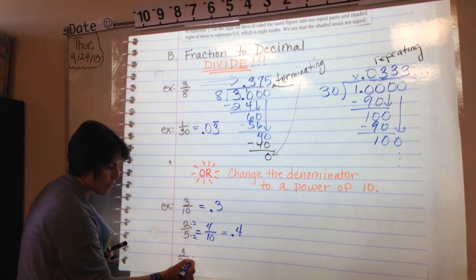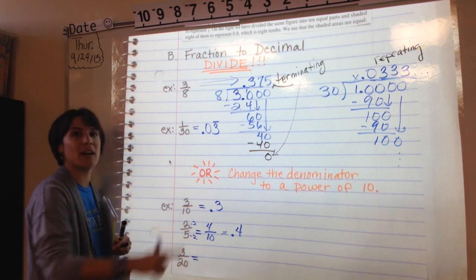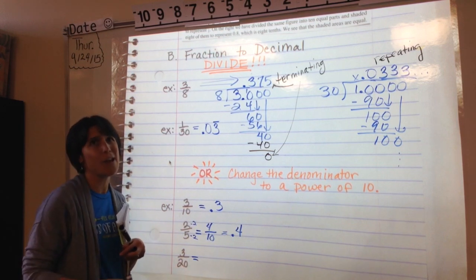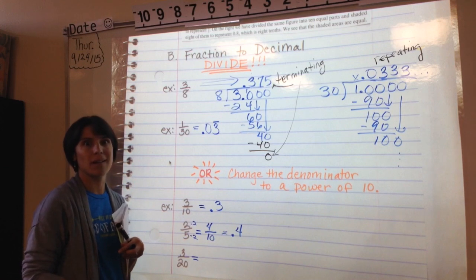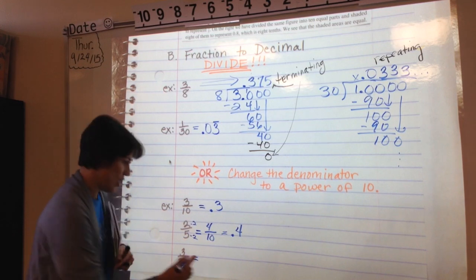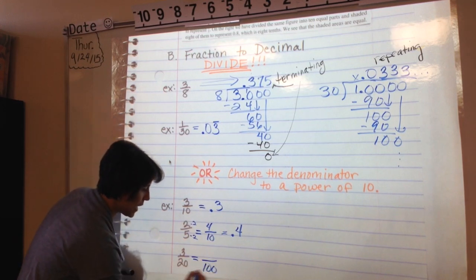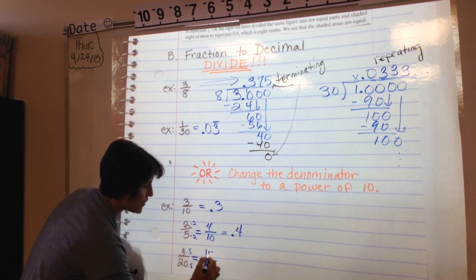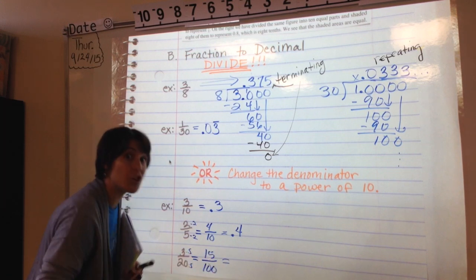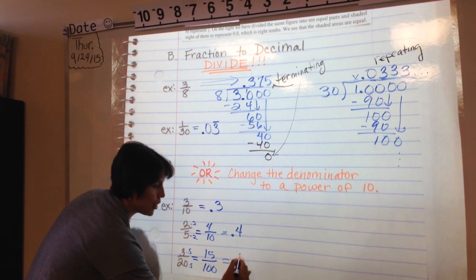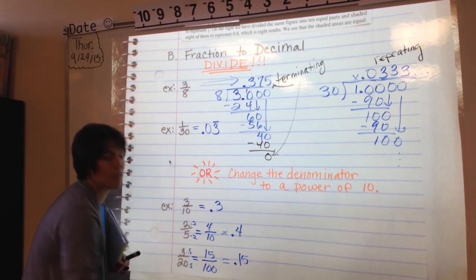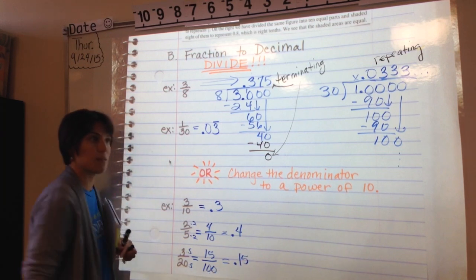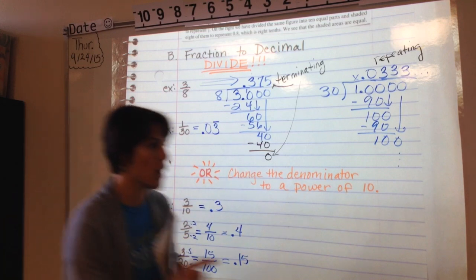And then this one, is there a power of 10 that 20 will divide evenly into? Will 20 go into 10? No. What about 100? So you can put 100 on the bottom and say times 5, times 5, this is 15 hundredths. Well, do you know how to write 15 hundredths as a decimal? You better be able to write 15 in the tenths, hundredths places. Cool. Moving on.